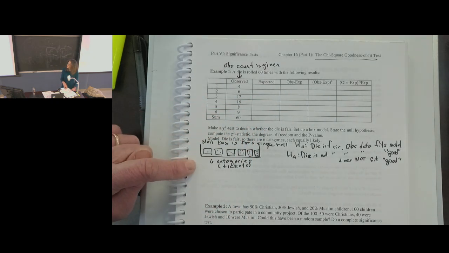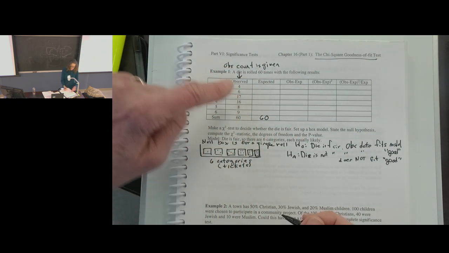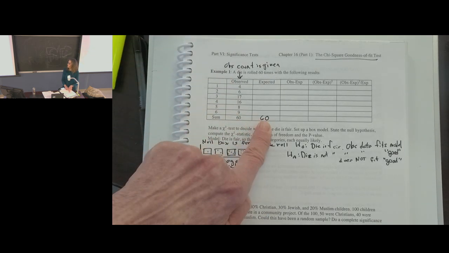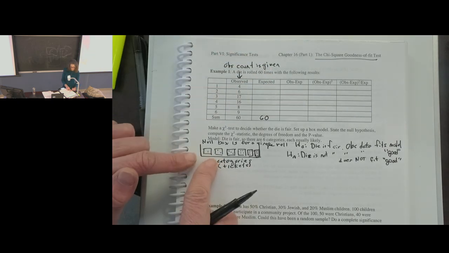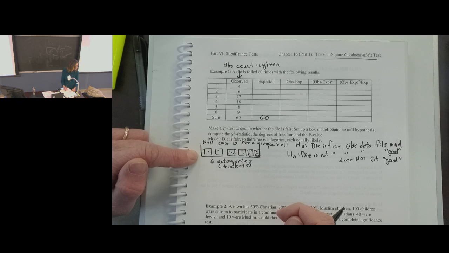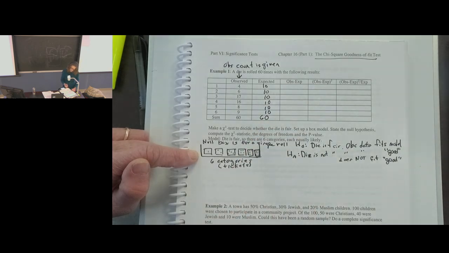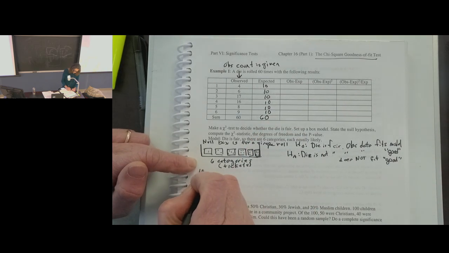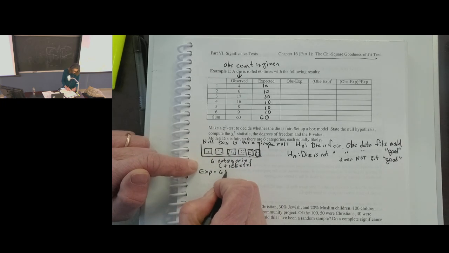So from our model here, we have 60 rolls, right? So how many we get for each has to sum up to 60. We happen to get 4 of these ones, 6 of these twos. But if the model was fair in the long run, what would you expect to get? Wouldn't you expect to get an even number of each of them? Wouldn't you expect to get 10 for each? Because each ticket is equally likely, right? So the expected is 60 divided by 6, which is 10 for each category.